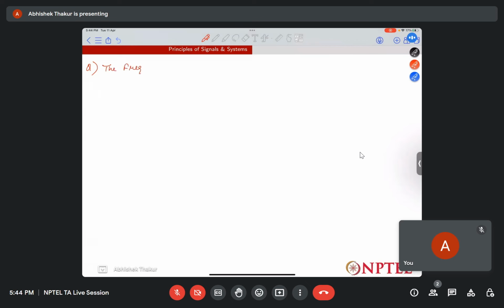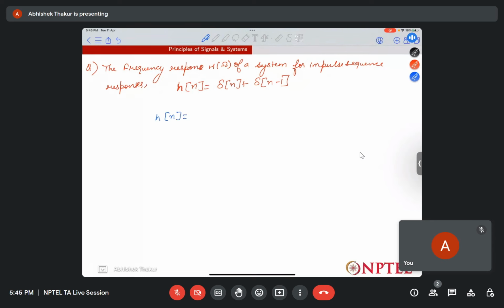The frequency response H of omega of a system for the impulse sequence response h of n is equal to delta of n plus delta of n minus 1. So we have to find the frequency response H of omega of a system for the impulse sequence response that is given as h of n is equal to delta of n plus delta of n minus 1.